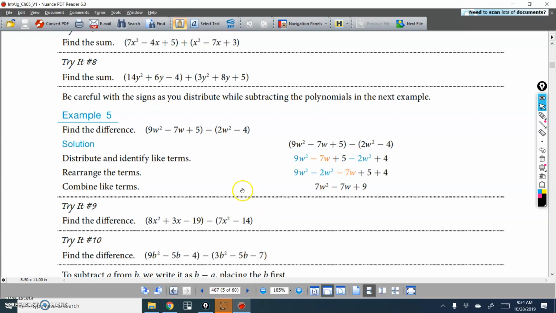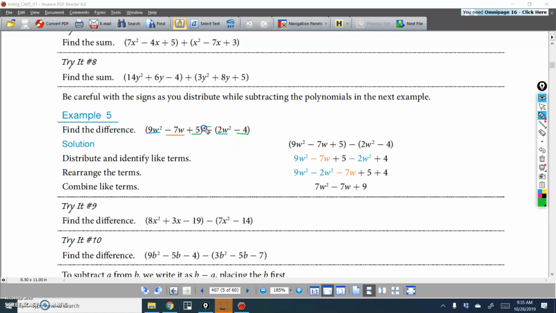Let's find some other ones. I want to do a really good subtraction one. Here we go. So example 5, find the difference. Same thing, we're going to find all of our like terms. So here's a w squared here, and here's a w squared here. Let's go to more fun colors. Here's a w here. There's no more w, so that's the only w. Let's go for that green. It's kind of fun. And then here's a constant here, and here's a constant here.